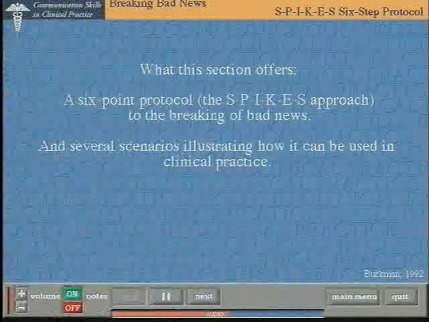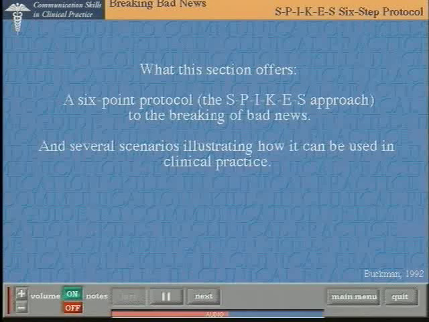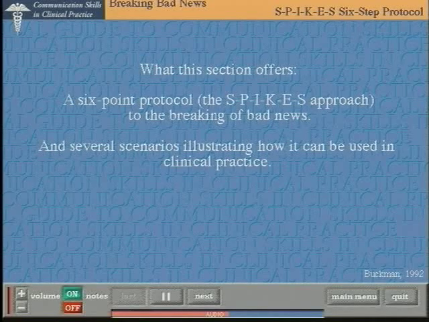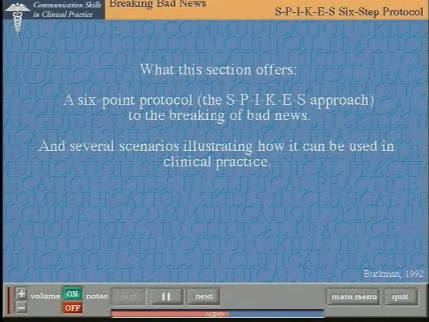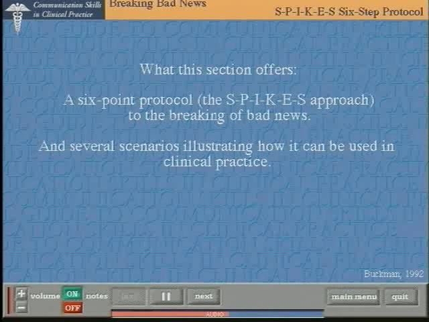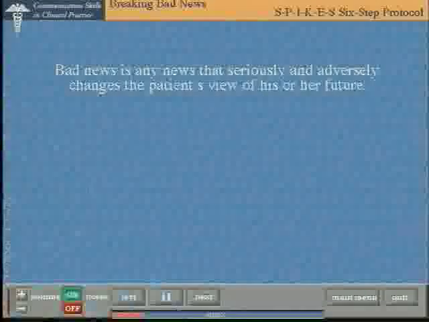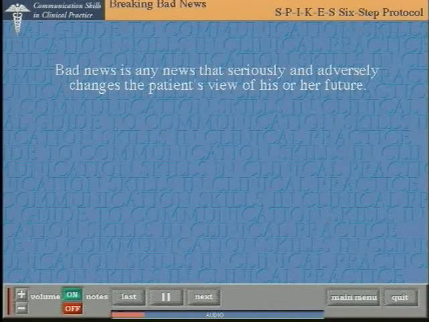So here is the 6-step protocol, which has the rather inelegant and threatening acronym SPIKES. At least that has the virtue of being easy to remember. Let's start with a simple definition of bad news.